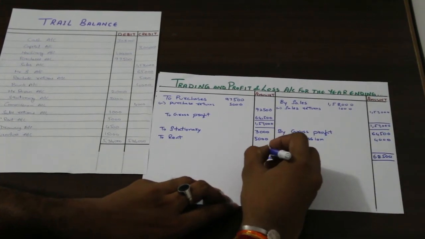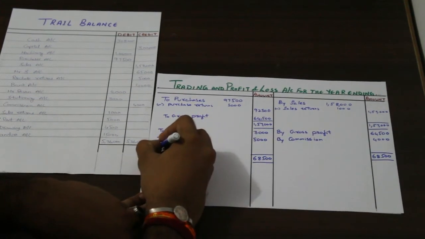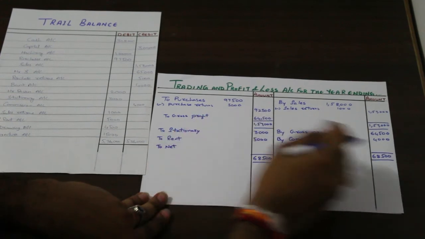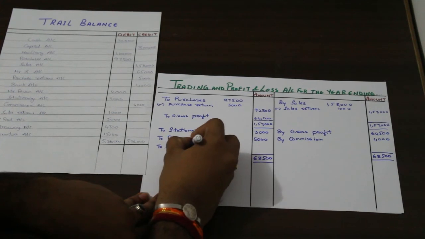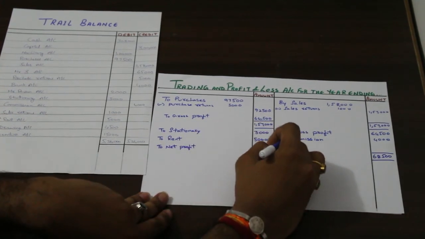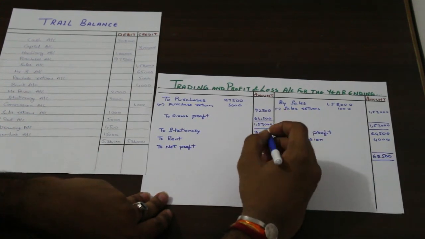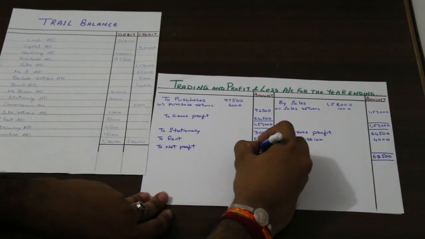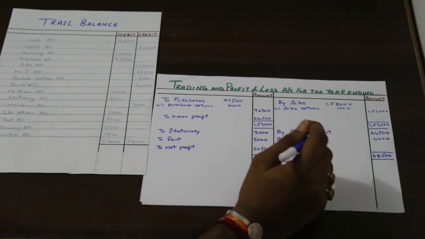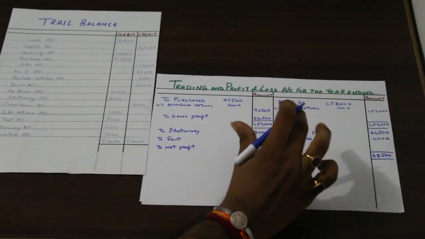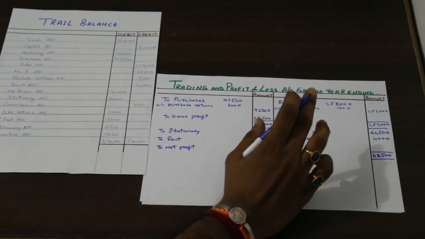Close the accounts with the amount of 68,500 and calculate the net profit. As the credit side is more, that will be a net profit. To net profit 68,500, and this comes to 8,000. 68,500 minus 8,000 is 60,500. So we have ended up with the profit of 60,500. So this ends our trading and profit and loss account, which has to be prepared for the year ending.